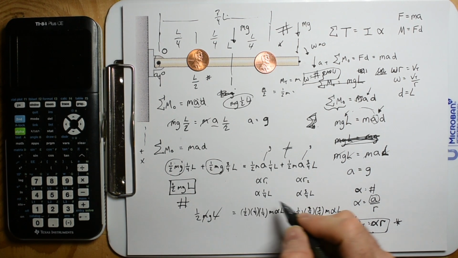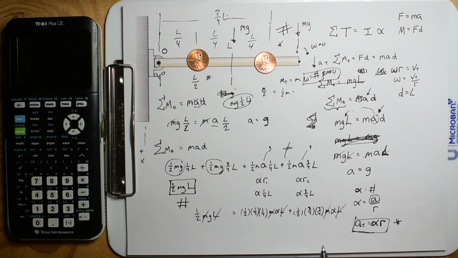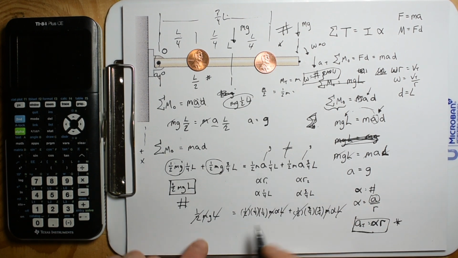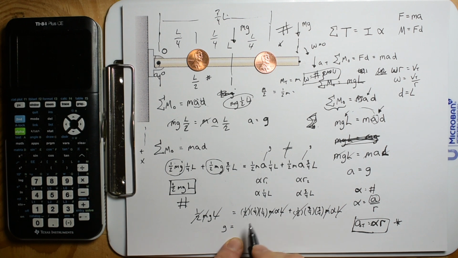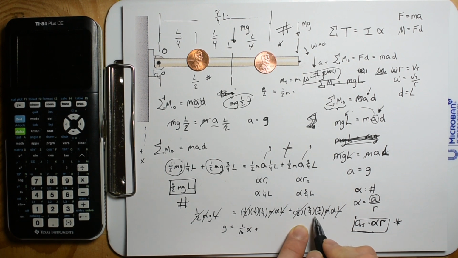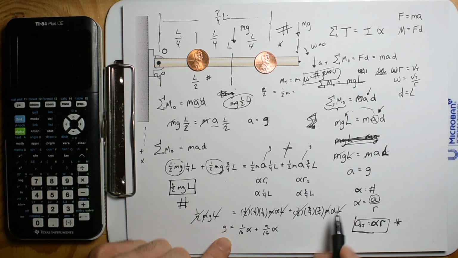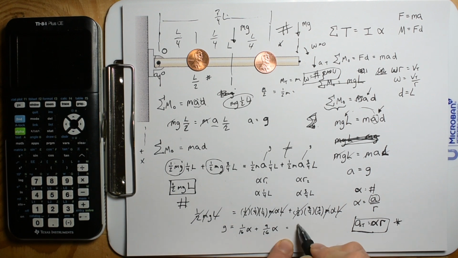And now we can still lop off stuff. We can lop off the masses and the lengths. We're going to get angular acceleration in terms of g. We can lop off one of the halves on both sides. So let's simplify this. G is going to be 1/16 alpha plus 9/16 alpha. So that's all I did, I just multiplied those two together, multiplied those two together. Okay, so we're going to have 10/16. That's going to be 5/8.